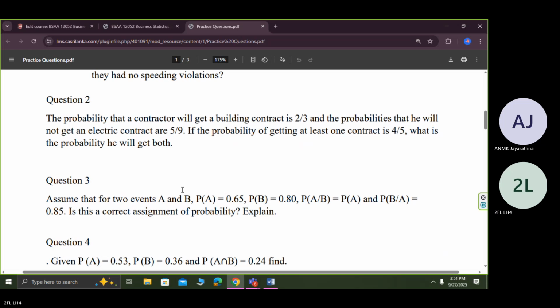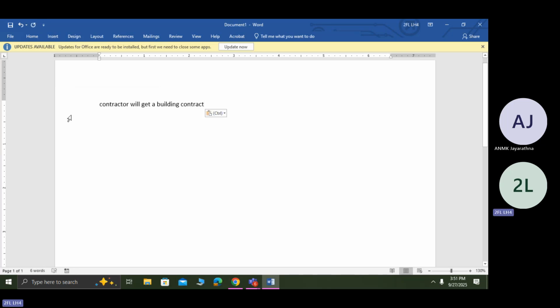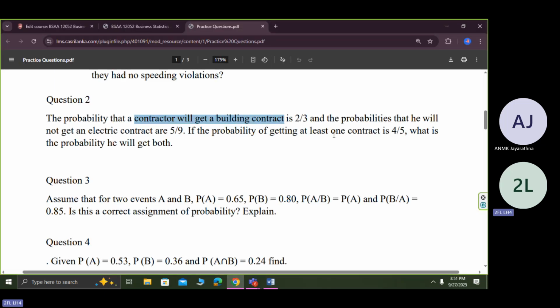Finish. Question number 2. The probability that the contractor will get a building contract is 2/3. The first event, that the contractor will get a building contract, we say is event A. Then the second one, he will not get an electric contract.